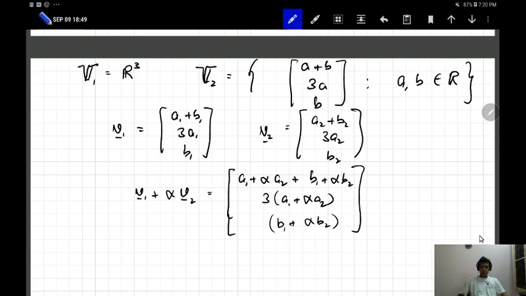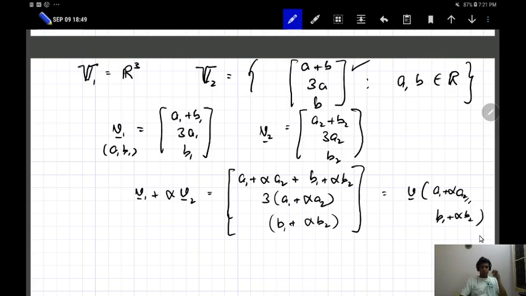So in other words, v1 plus alpha v2 is also of the same form as this, a plus b 3a b. So if I call this v1 of a1 b1, and if this is v2 of a2 b2, then v1 plus alpha v2 is v of a1 plus alpha a2, b1 plus alpha b2.